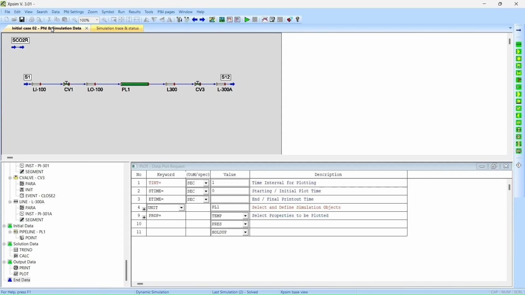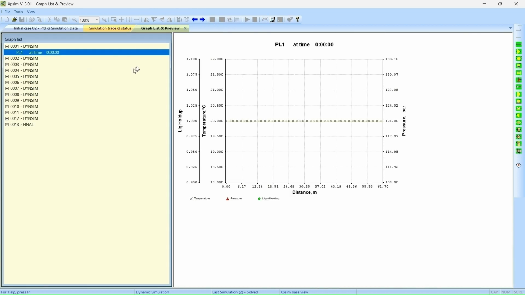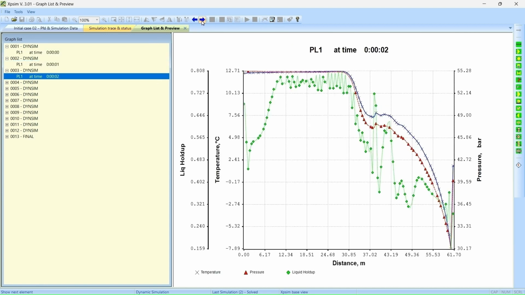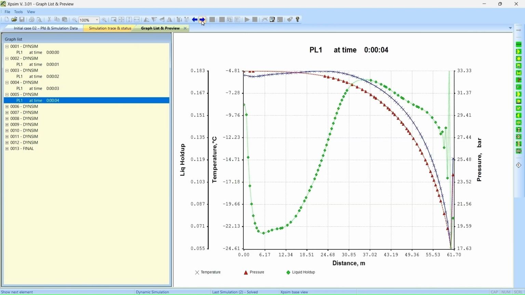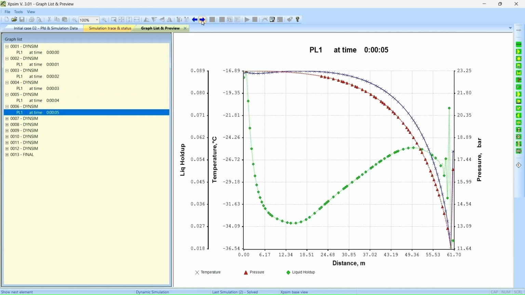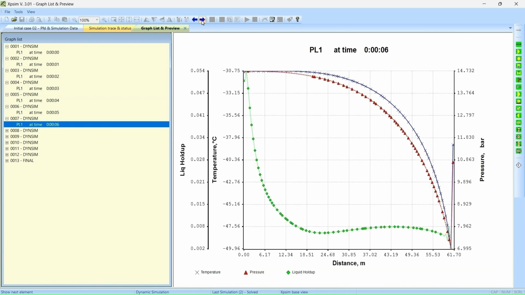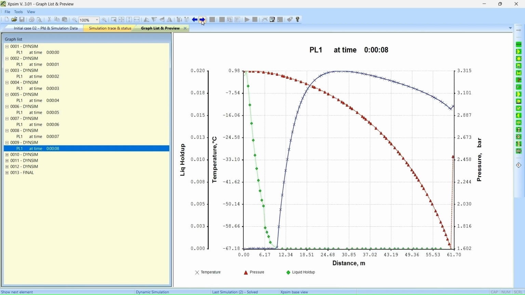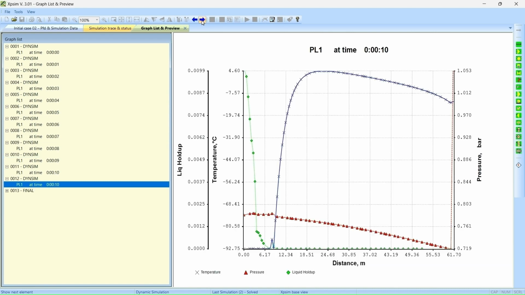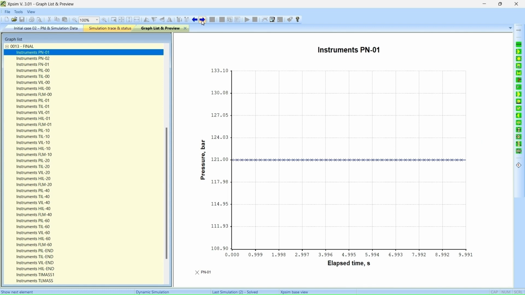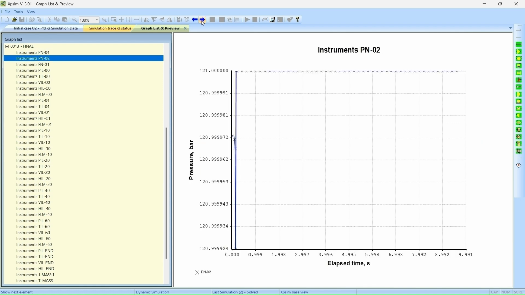The main window is reopened. The view of the graph list is open. The internal pipe data registered each second are browsed. These graphs are followed by those of the instruments defined by the user.